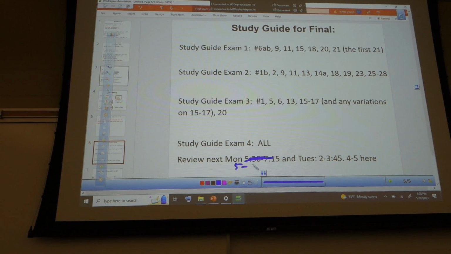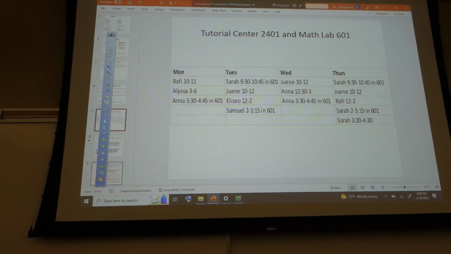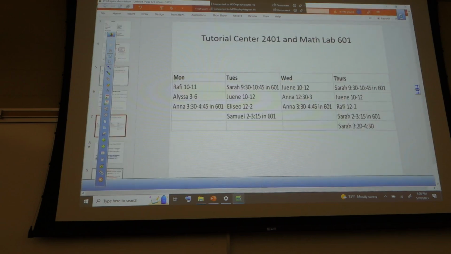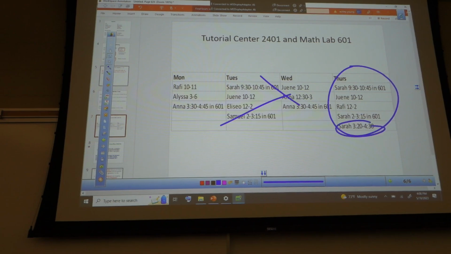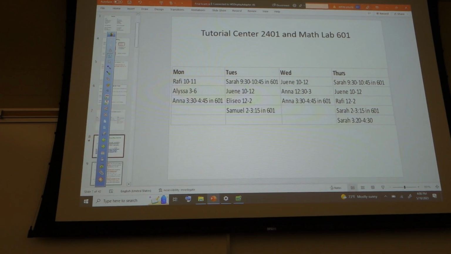5 to 6:45. There we go. But I think you folks all have that already. And tutorial center, this is no longer useful because this is the last one, and really this is going on right now, so she's only going to be there for another 20 minutes, so not so useful anymore.